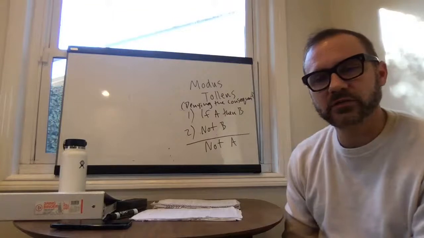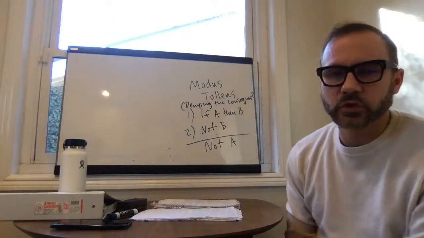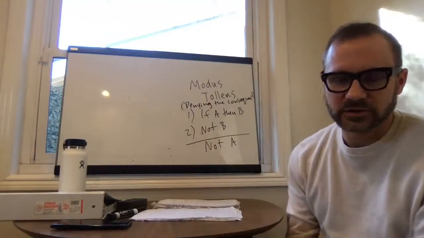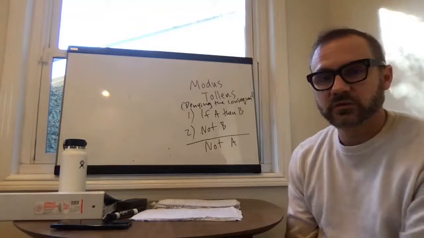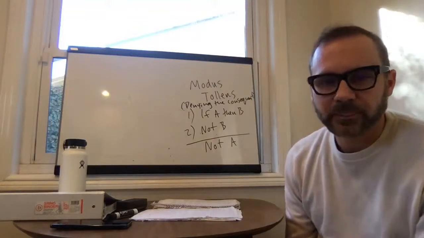So you just have to plug in two pieces of info for A and B. Something that would cause something else, but that second thing did not happen, or it wasn't true. And so, of course, the initiating event didn't happen either. So let's hear some examples.